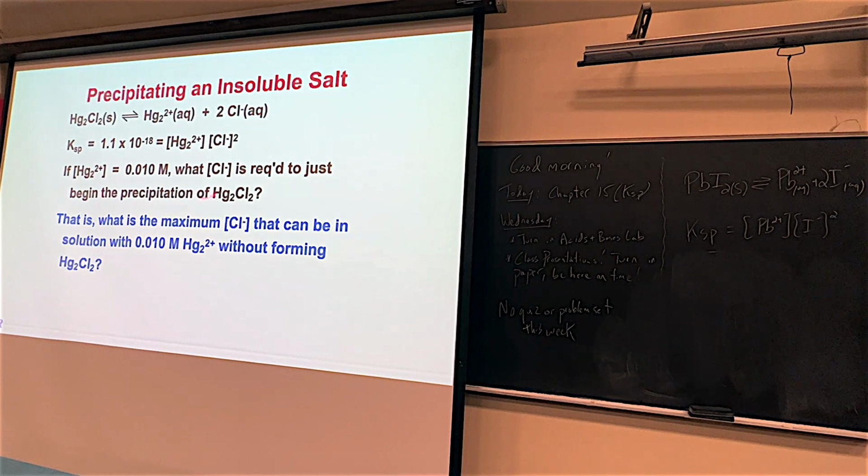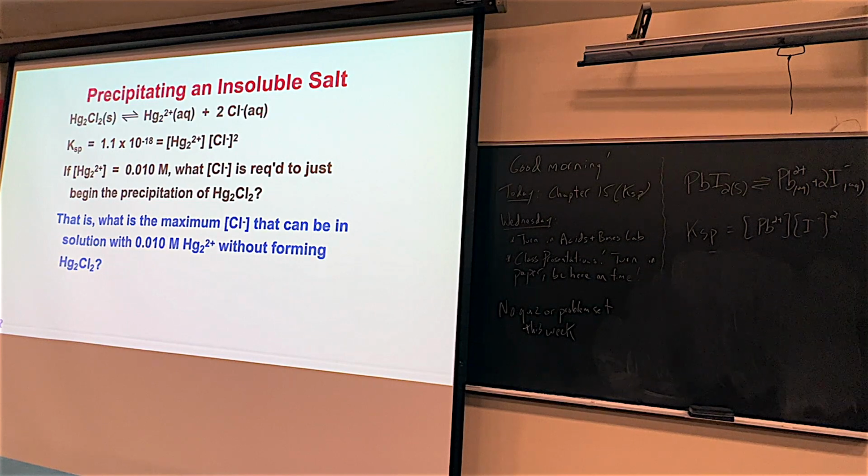We know what the initial mercury concentration is. We know what the KSP is. We want to find how much chloride is needed to start the precipitation process. And you can probably imagine that what we're going to do here, we're going to use this KSP value. We're going to put this number in for mercury, and we're going to solve for chloride. All right, and the number that pops out will be the minimum amount of chloride needed to begin precipitation. And it's probably going to be a pretty small number, again, because this KSP is so reactant favored.